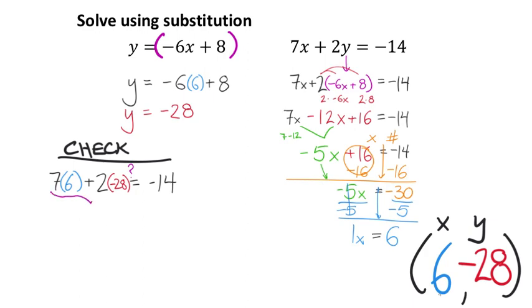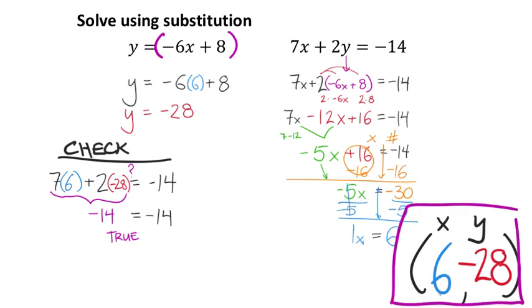But again, I would just type all this stuff into a calculator. That would give us negative 14. So, the statement is showing negative 14 equals negative 14. As far as I know, that's true. Since it is true, and we know that x being 6 and y being negative 28 made this one true, that means we have in fact found the solution.